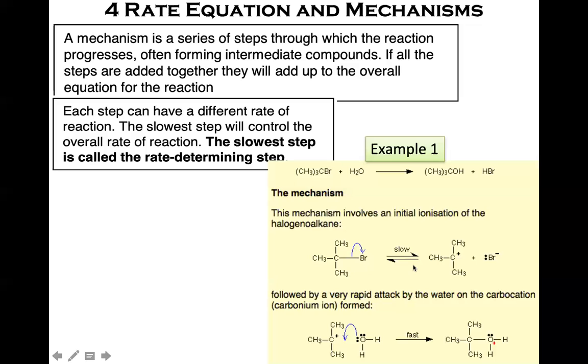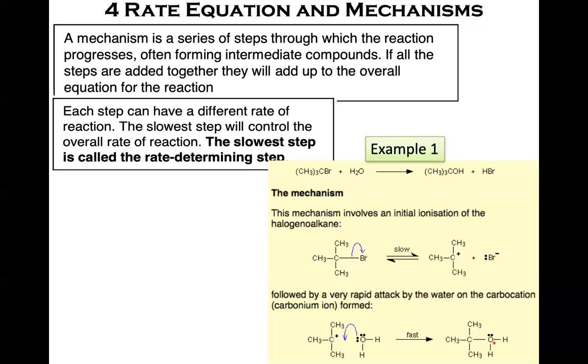How do you know that? You can't possibly know that unless they tell you the relative speed. If they say this step is the slow step, that means that's the rate determining step. Okay, the fast one is not the rate determining step, right?